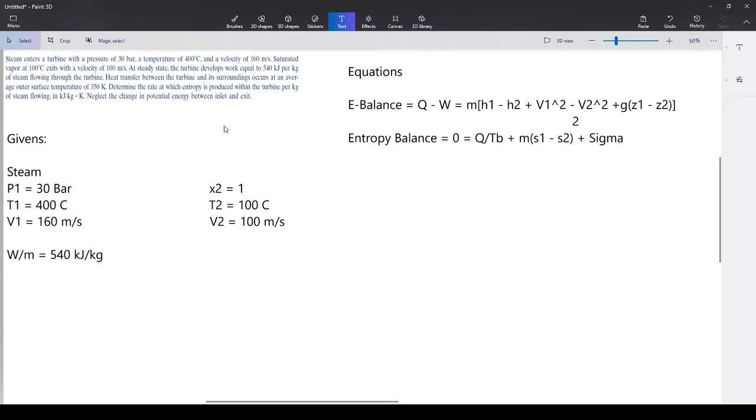What temperature did we get? It just said heat transfer between the turbine and the surroundings occurs at an average outer surface temperature of 350 degrees. That's going to be our Q loss, right? Q out of the system, which will affect our change in entropy. Correct. But I'm asking about this temperature here. What is that temperature? It is TB.